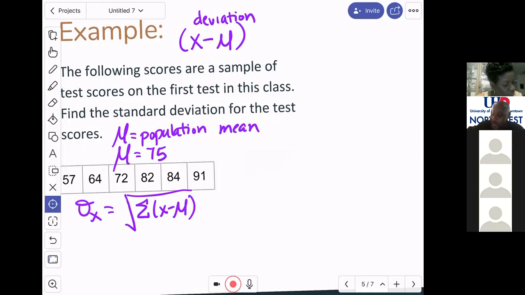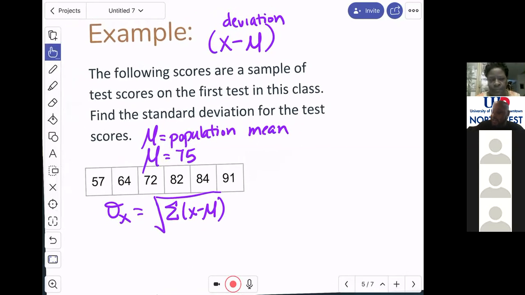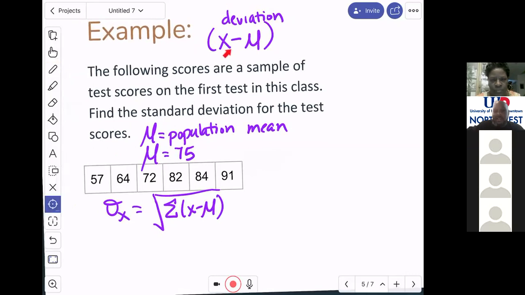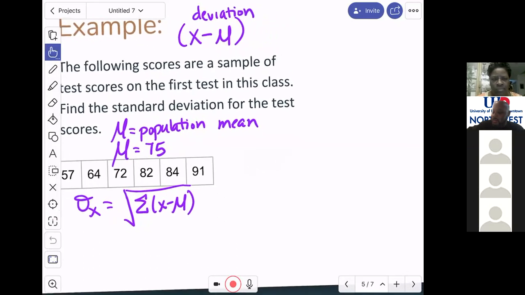And we found that again by adding up all these values and dividing by the total. That was equal to 75. So from there, I can go and find the deviations. I can find these deviations, x minus mu for each value. And we did that like this.